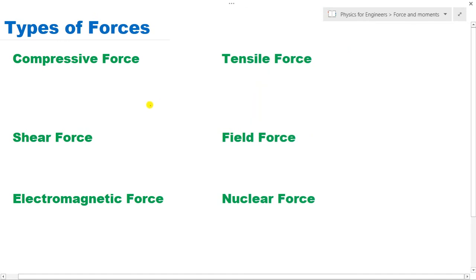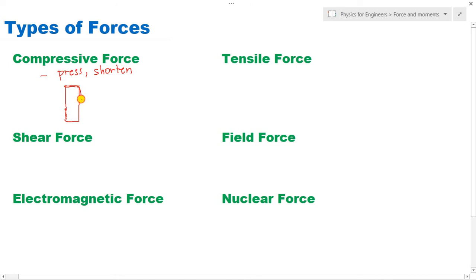Next, let's jump to other types. We also have here the compressive force. This is a type of applied force that acts on a surface perpendicularly, and it tends to make the material shorter. So you press it, you shorten a material.